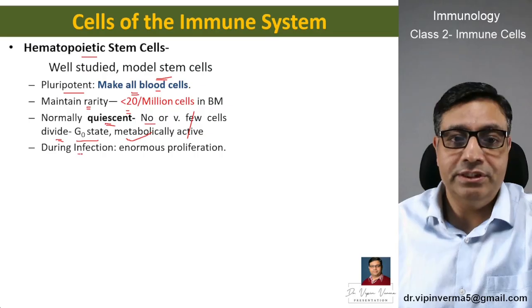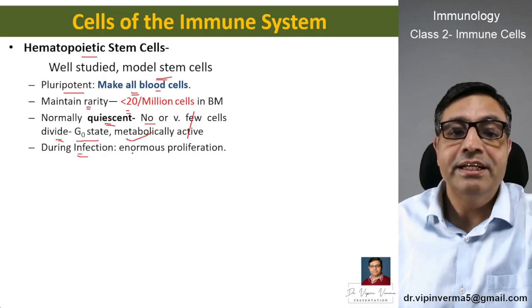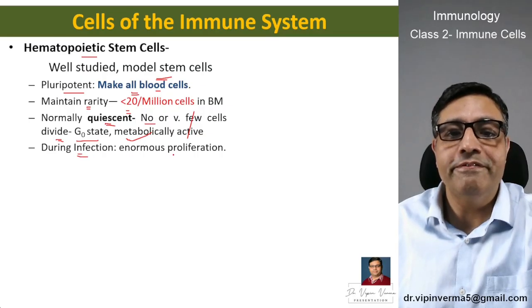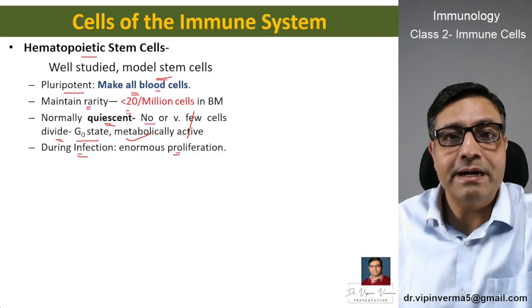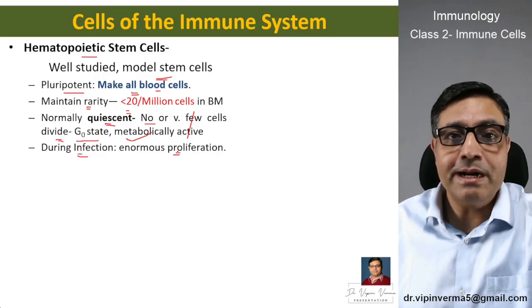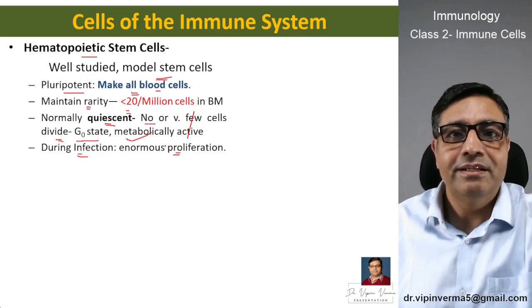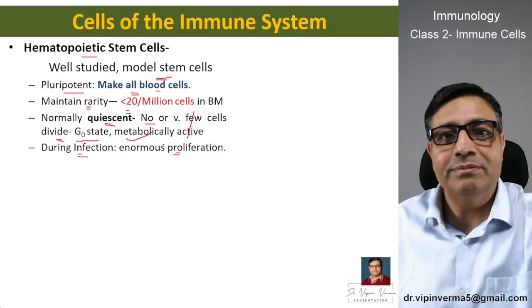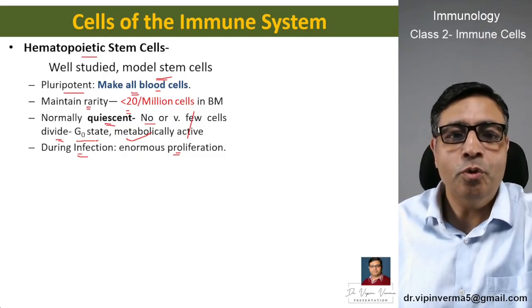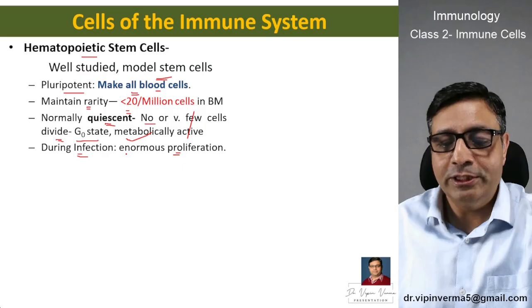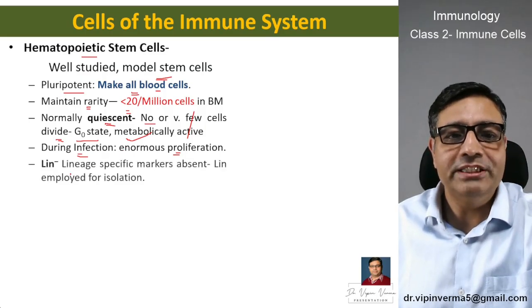But whenever there is an infection, they show enormous proliferation. They divide rapidly, and they divide rapidly because our body requires certain cells, and those cells arise from these stem cells to fight the infection. So, during infection, they show enormous proliferation.